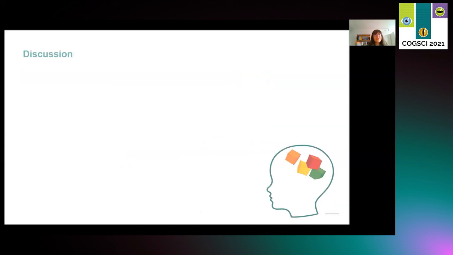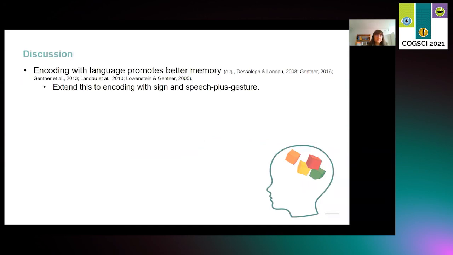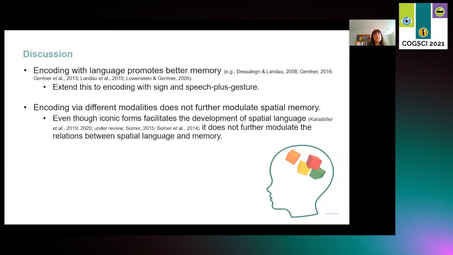So, what do these results suggest to us? Our findings provide further support to the literature showing that encoding with language promotes better memory and extends this to encoding with sign and speech plus gesture. However, encoding with different modalities did not further modulate spatial memory. Even though iconic forms facilitate the development of spatial language, they do not further modulate the relation between spatial language and memory.